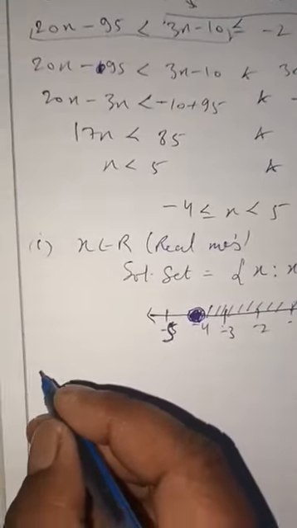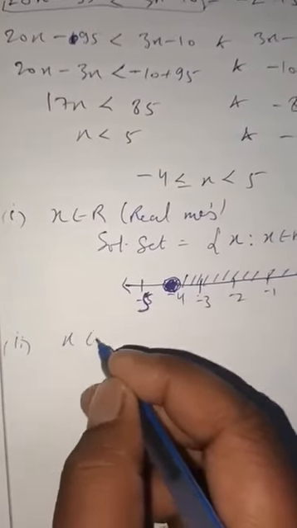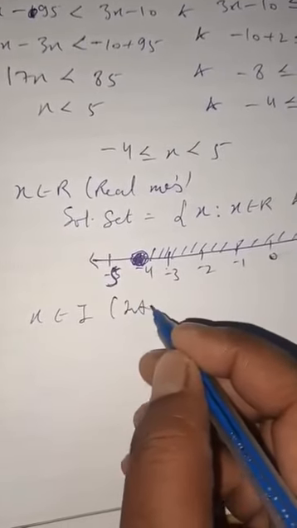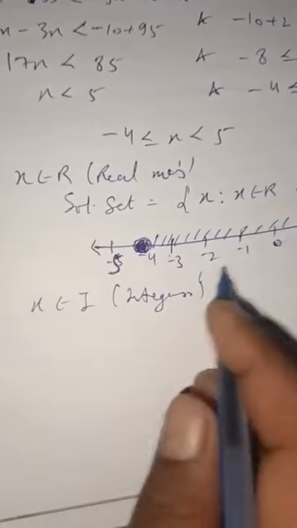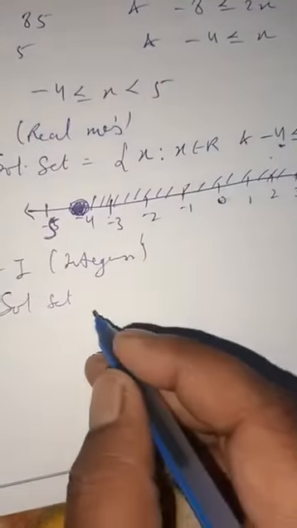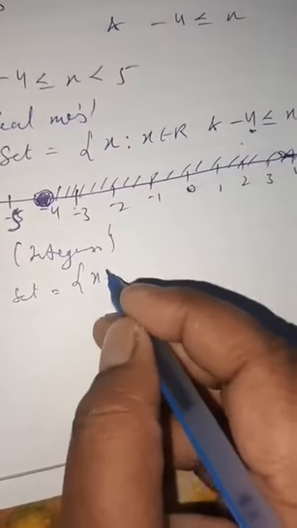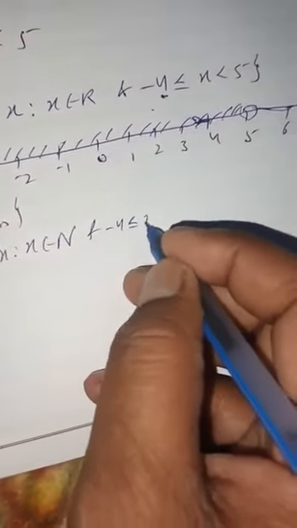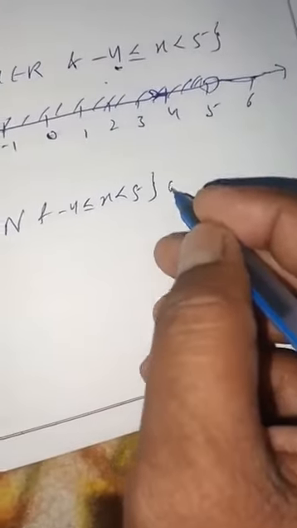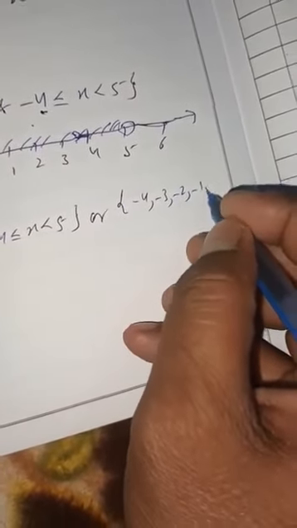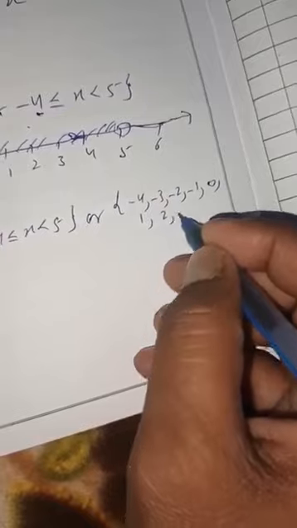Now the second one is when x belongs to I, the set of integers. Now the set of integers can be written in tabular form. So the solution set can be written either in this way, both are acceptable. Either you can write it like this, x such that x belongs to I and minus 4 is lesser than or equal to x is lesser than 5, or minus 4, minus 3, minus 2, minus 1, 0, 1, 2, 3, 4, like this. Any of the methods can be used.